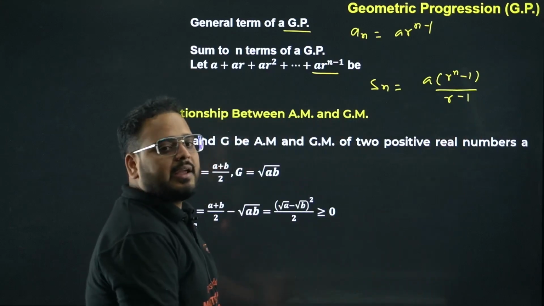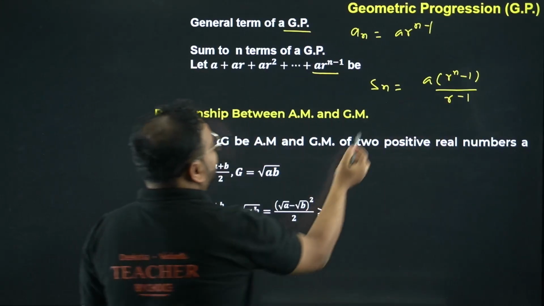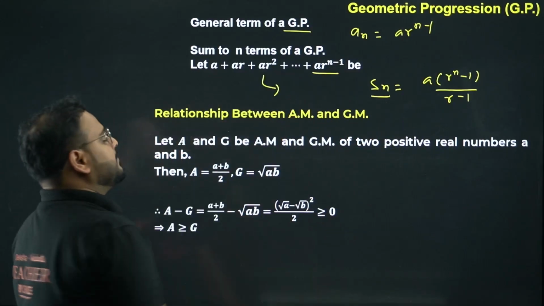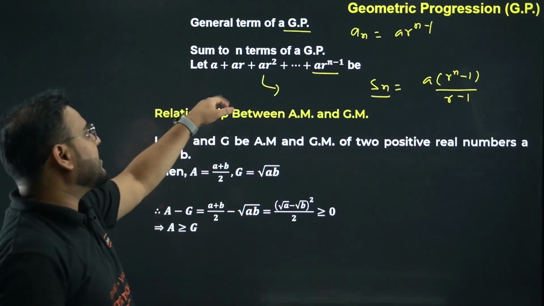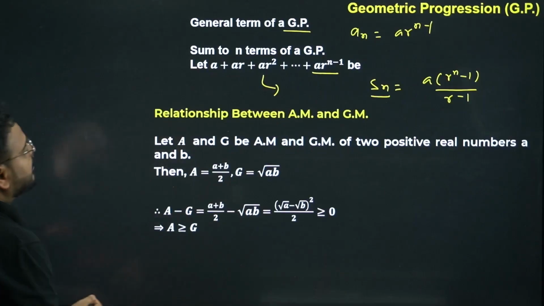Please check, a times of r power n minus 1 upon r minus 1. This is your sum of n number of terms in the GP, right? Please check, where the first term is a, second is ar, all the way till ar power n minus 1.